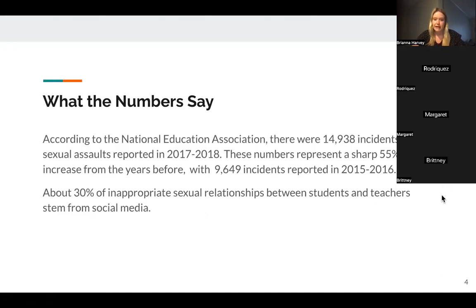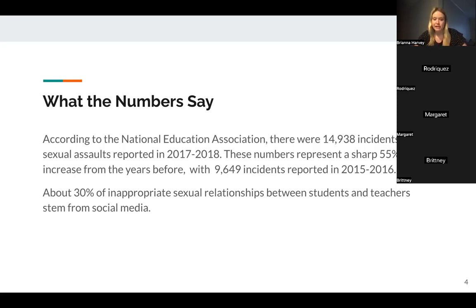Okay, so these numbers are starting to go up drastically, because in the years 2015 to 2016, there were 9,649 incidents reported, and this has gone up 55%. In 2017 and 18, there were 14,938 incidents. And about 30% of these numbers stem from social media.